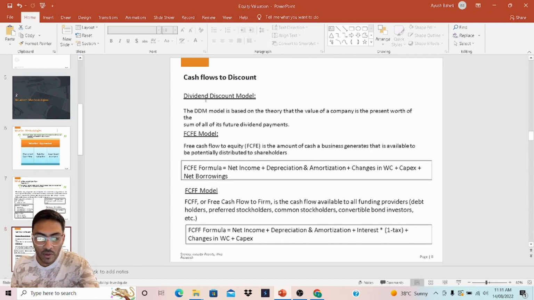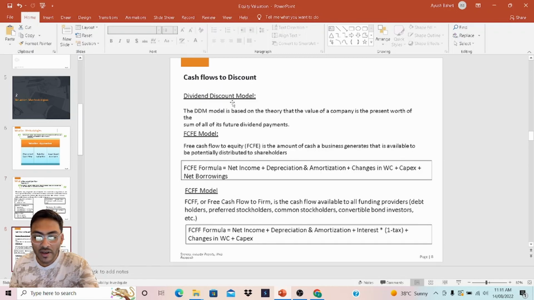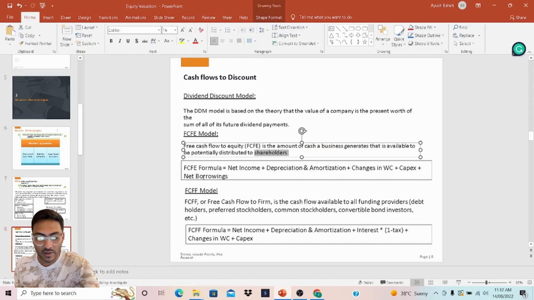So cash flow to discount. Dividend discount model. The DDM model is based on the theory that the value of a company is the present value of the sum of all future dividend payments. So in the case where the company pays dividend, we can use the dividend discount model. FCFE model. Free cash flow to equity is the amount of cash a business generates that is available to be potentially distributed to the shareholders. Shareholders, I'm referring to equity shareholders.